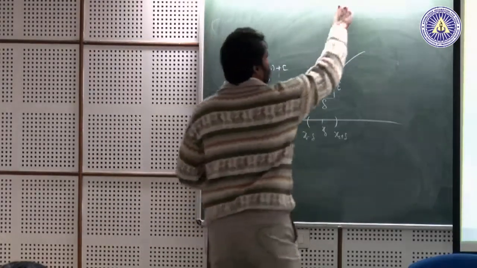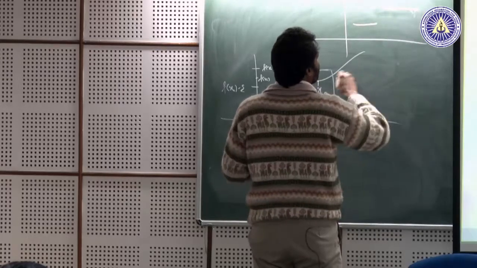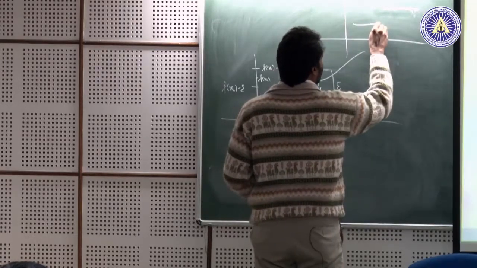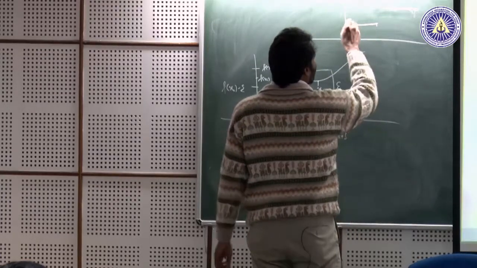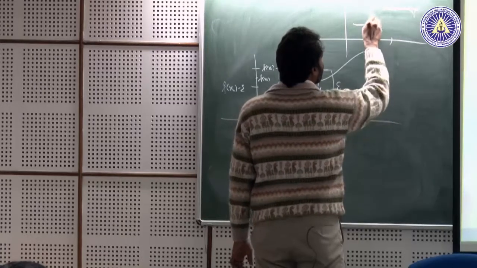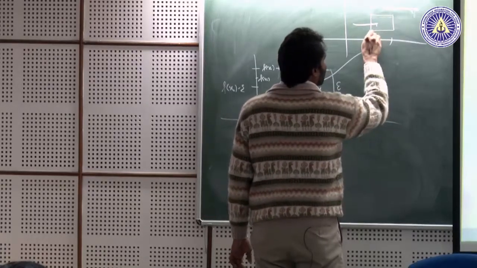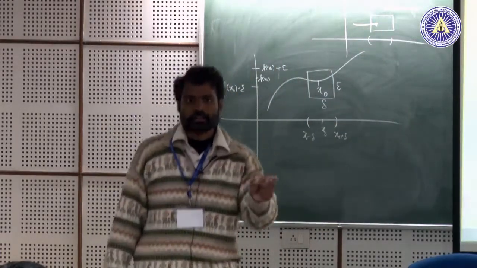For instance, if I take a discontinuous function like this, and I take this point, this is a point of discontinuity. For every delta I take, I can get a rectangle such that the graph jumps out of the rectangle.